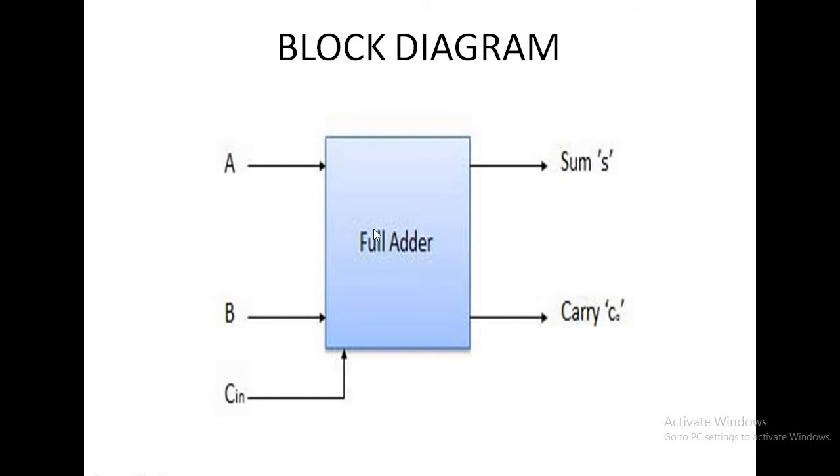So this is the block diagram of your full adder. 2 inputs are there, A and B, and the third input is known as my carry bit. And this is the sum. The result of addition of A and B is stored in sum, and whatever carry is there in the addition is stored in carry C. Carry C, sum S. In case of half adder, this thing is not present. Only 2 inputs, 2 outputs. But in case of full adder, 3 inputs, 2 outputs.